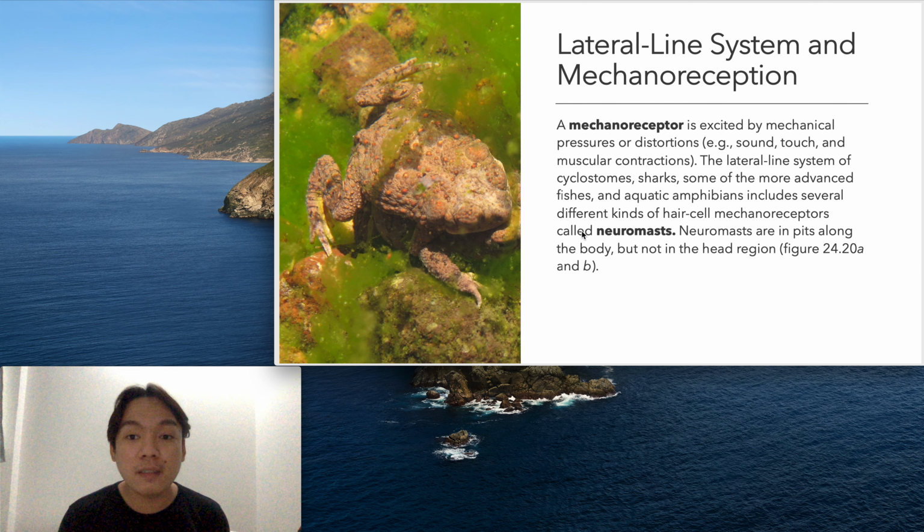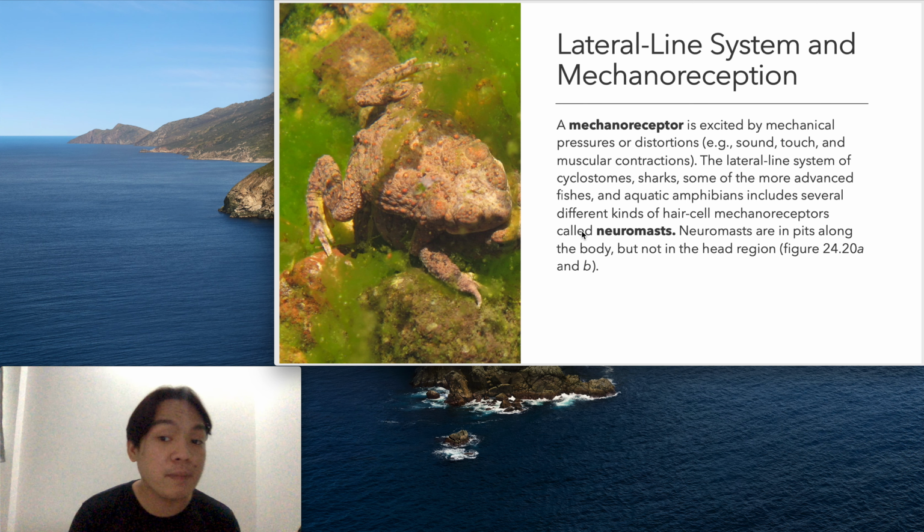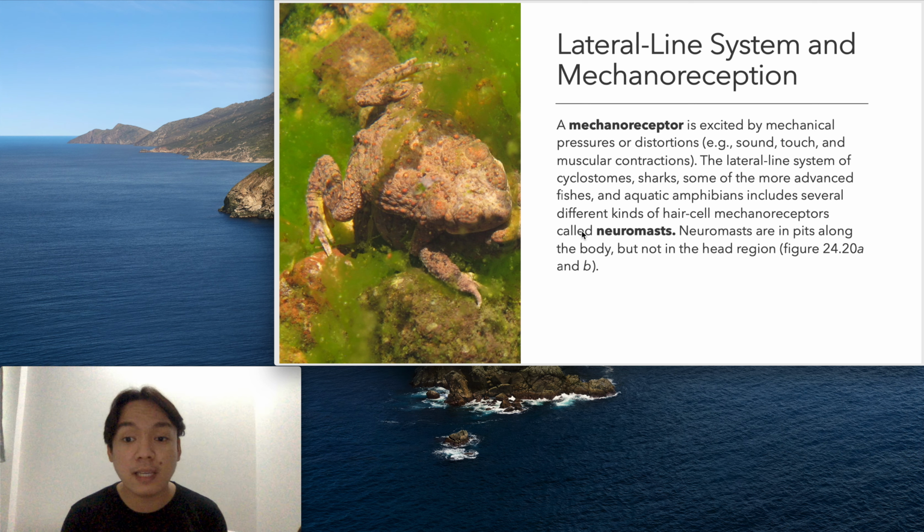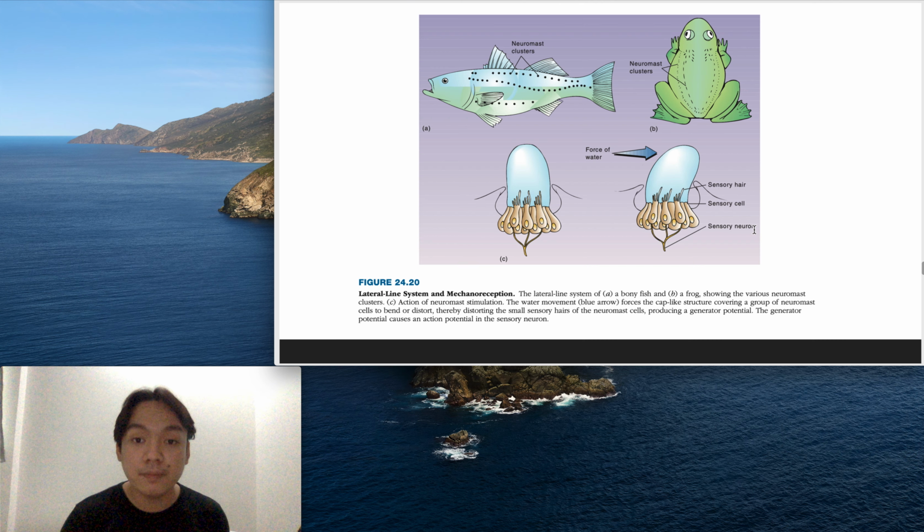We have the lateral line system and mechanoreceptors. They are excited by mechanical pressures or distortions such as sound, touch, or muscular contraction. This lateral line system of cyclostomes, sharks, and more advanced fishes and amphibians includes several different kinds of hair cell mechanoreceptors. We call them neuromasts, okay? These pits are along the body but not held in the body region. So these are the neuromast centers for the bony fish and the frog.